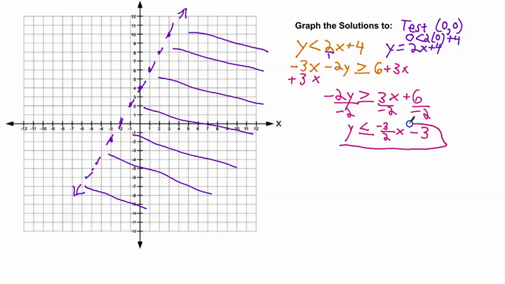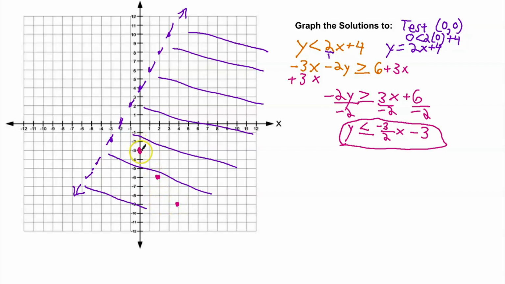So let me circle this so we can focus on it. Now we're going to graph y equals negative 3 halves x minus 3. So the minus 3 is down here, and then we have negative 3 halves. That's going to be down 3, over 2. Down 3, over 2.